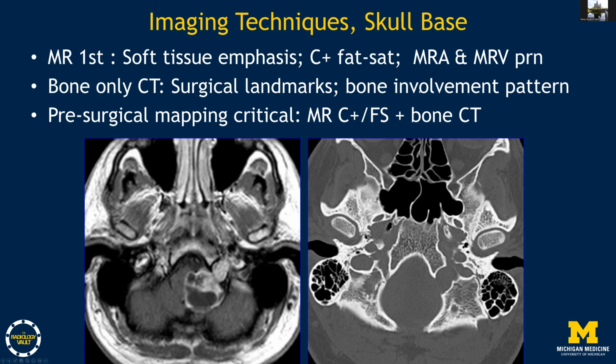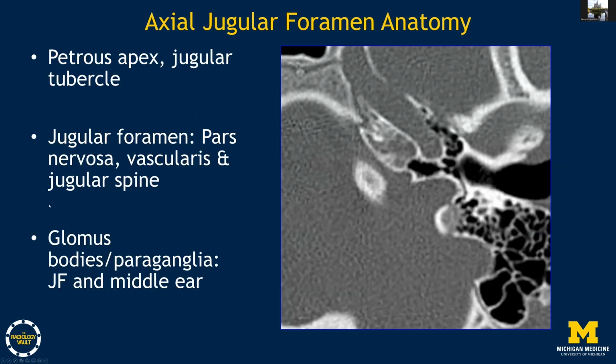The bone involvement pattern is really important, and it kind of helps differentiate which lesions you're looking at. We like to have both an MRI with contrast and with fat saturated techniques, as well as a bone CT for our colleagues before they enter the OR so they know we've given them kind of everything to look at and we've done our best to sort of help them navigate what they have to do to help the patient.